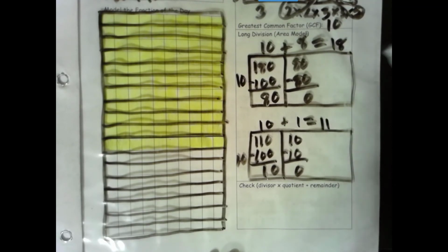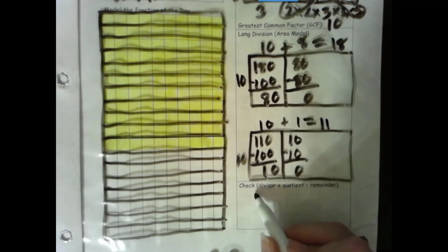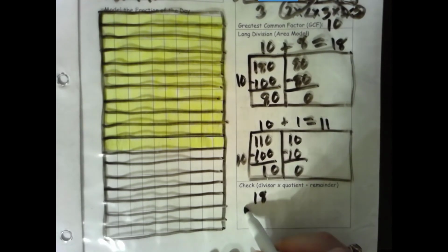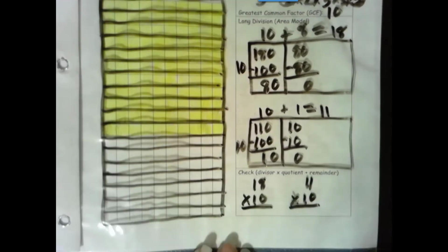So now we're going to check. Divisor times quotient plus remainder. Since our remainder is 0 for both, and the identity property of addition says when you add 0 it stays the same, we don't need to add 0.